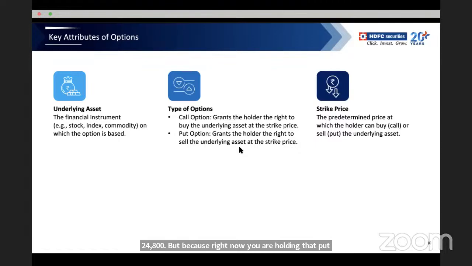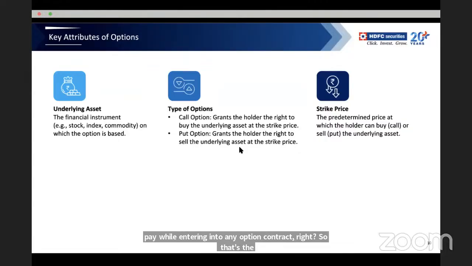So it means that your put option contract gives you a right to sell that particular contract at a higher price, that's 25,000. To get that particular benefit, you have paid a certain premium. That's the price that we pay while entering into any option contract, right? So that's a premium. This is the basic concept behind options, and it's not only about trading.